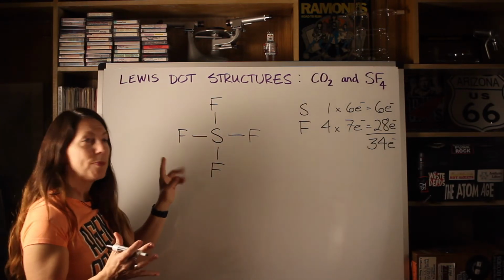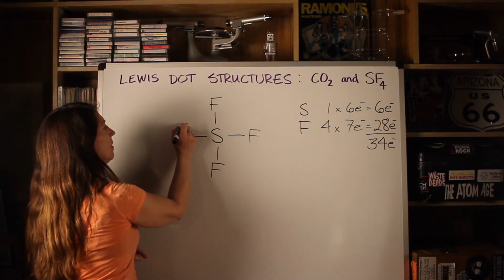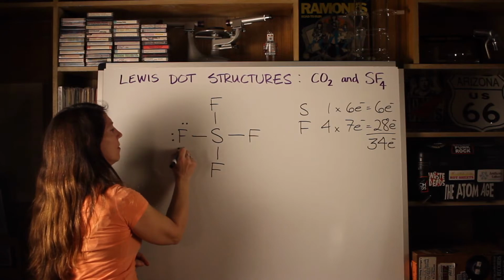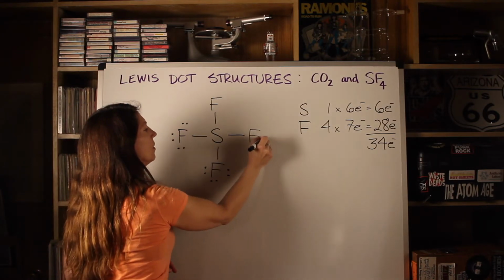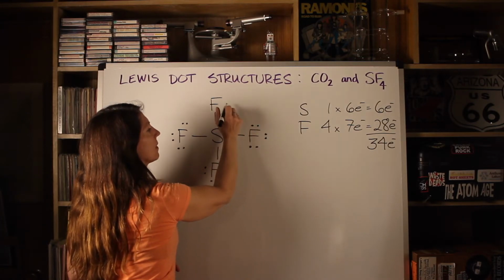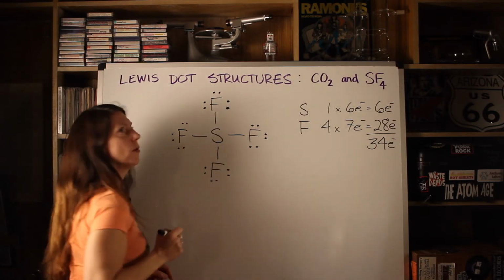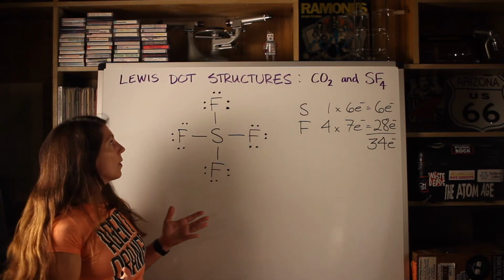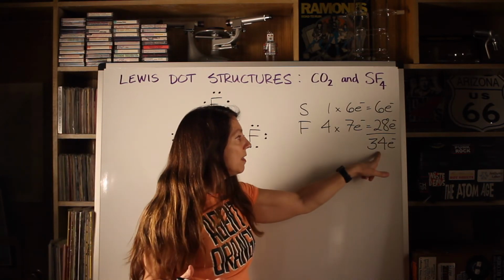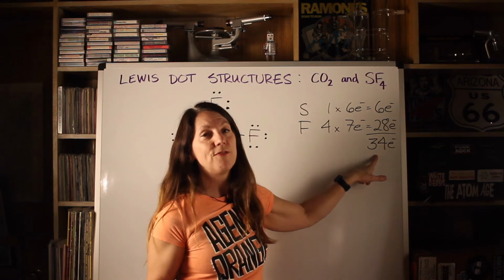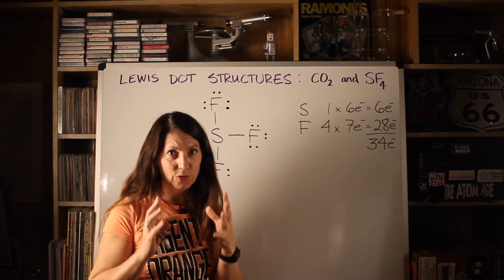How many have we put up so far? We have 2, 4, 6, 8, 10, 12, 14, 16, 18, 20, 22, 24, 26, 28, 30, 32. We're done in terms of filling octets, but this molecule has 34 valence electrons. That means we have a pair of electrons that has to go somewhere.